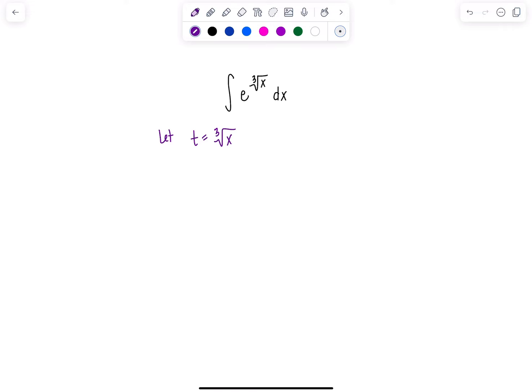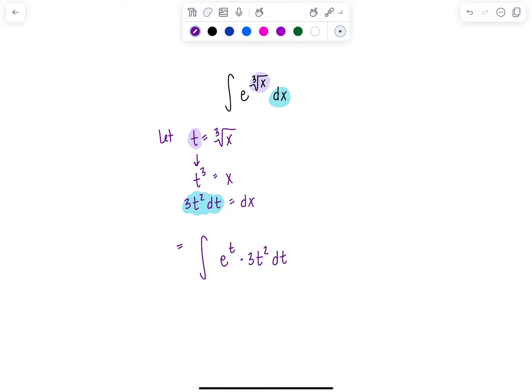And before I find dt just like this, I'm going to make life a little bit easier for myself and cube both sides. So you could differentiate now, or you could say t cubed is equal to x, and now I'll differentiate. It's going to be a lot cleaner, no fractions, and you get the same result. So then 3t squared dt is equal to dx. So let's see, we should be ready to roll, because t is cube root of x, so I could just swap that out. And then 3t squared dt is my dx. So it looks like we're in business. That was pretty painless. Our new integral is going to be e to the t times 3t squared dt.